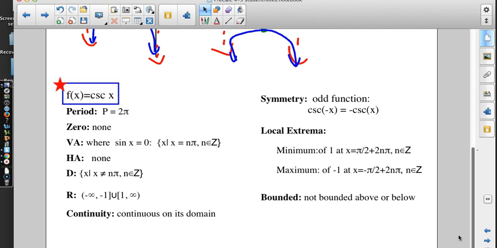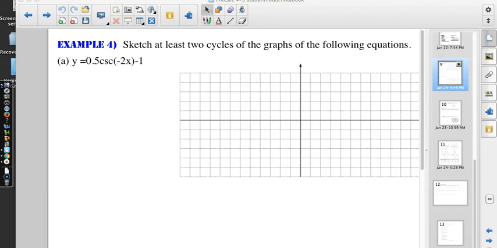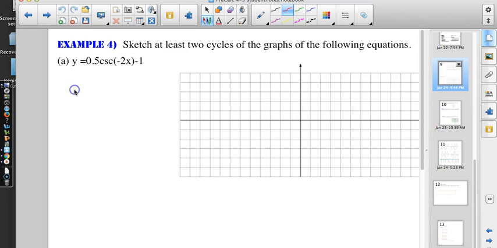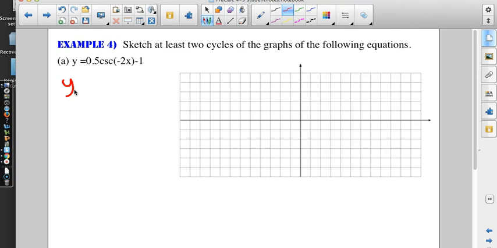Well, we ought to be able to get at least one of these out of the way, if not both, huh? So, switch gears, and a tangent is nice. Example 4 has us sketch at least 2 cycles of the graphs of the following equations. And looking at A, the first thing I notice is they're using decimals, and that just is messing with our heads. So let's go ahead and change the 0.5 to 1/2 cosecant negative 2x minus 1.